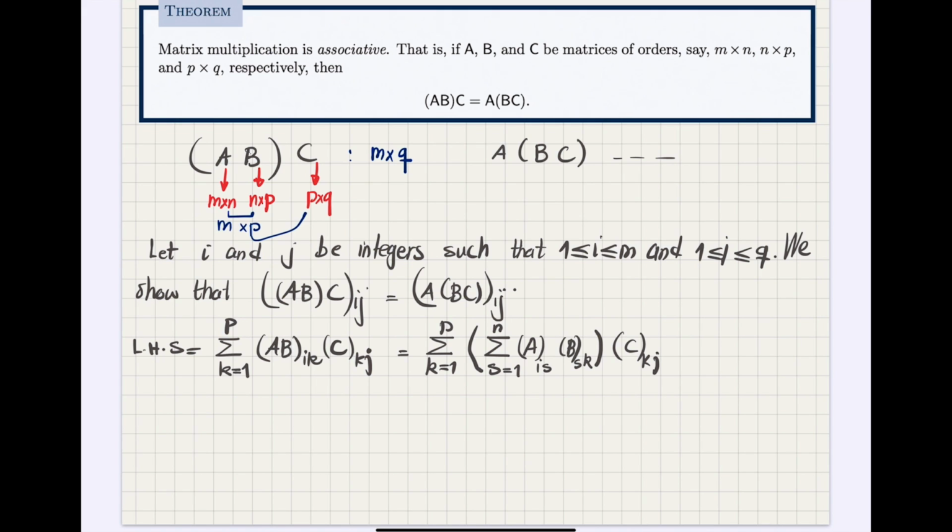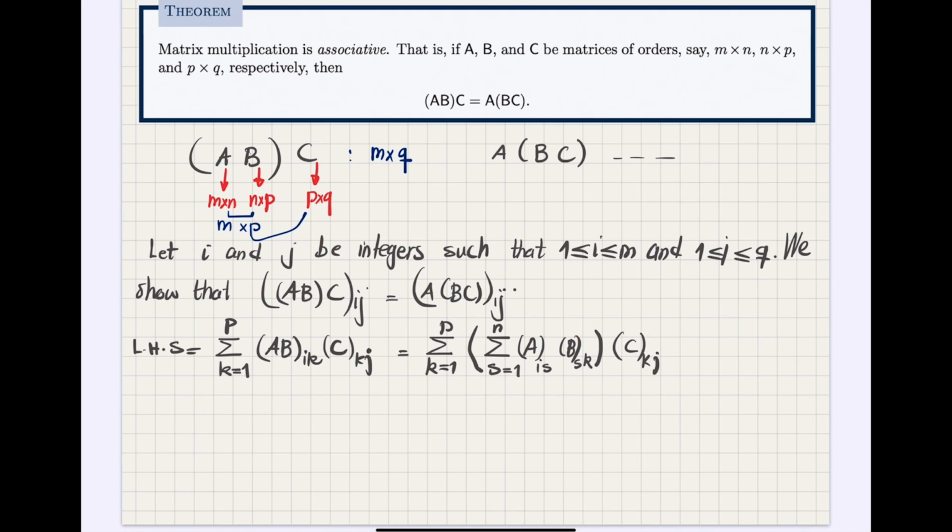Okay. Now, can I flip this inside this sigma? The answer is yes, because the counter of this sigma is S, but there is no S dependence for this number. It depends on K and J. So as far as this sigma is concerned, this is a constant number, so I can flip it in.